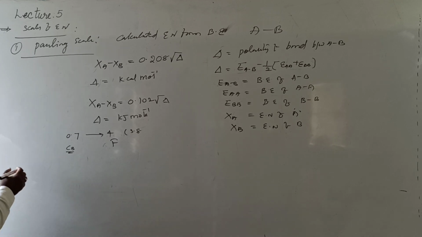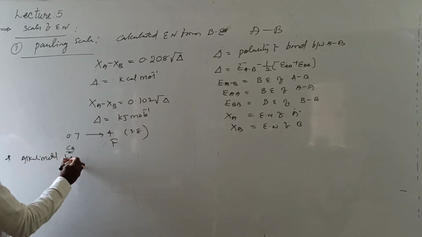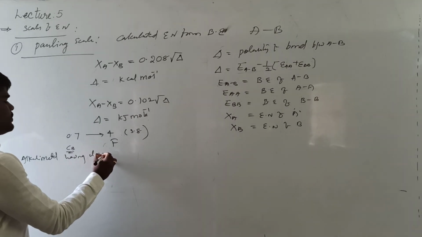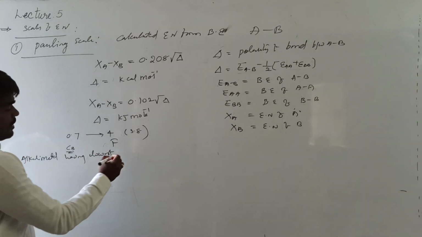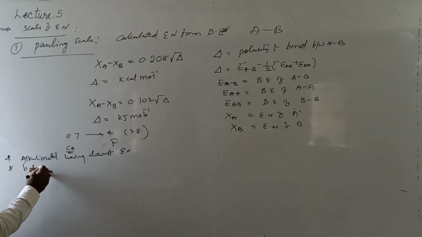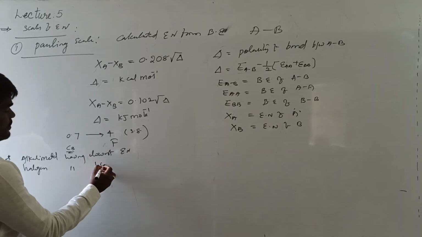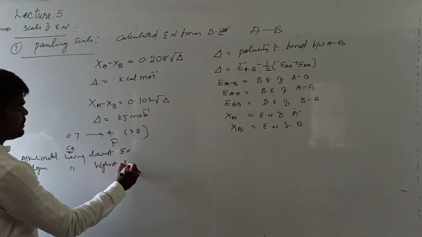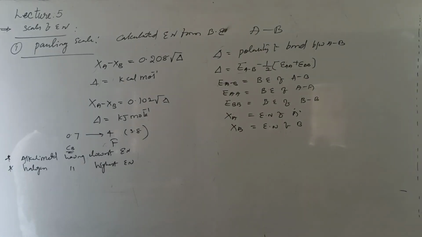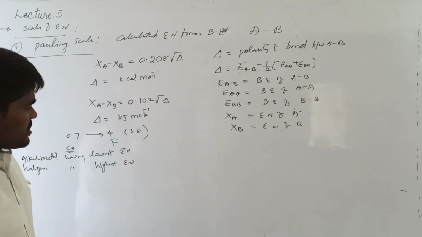Right? Now, an important thing to be noted in the periodic table: alkali metals have the lowest electronegativity, and halogens have the highest electronegativity. Fluorine has the highest electronegativity, and the second most electronegative atom is oxygen.